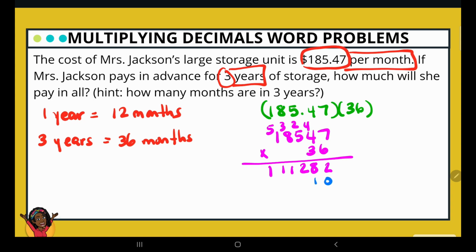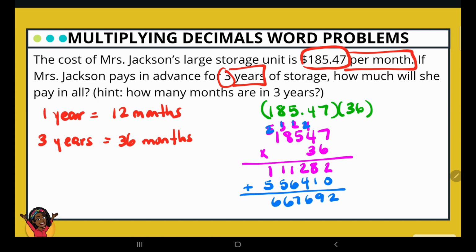3 times 7 is 21. 3 times 4 is 12 plus 2 is 14. 3 times 5 is 15 plus 1 is 16. 3 times 8 is 24 plus 1 is 25. 3 times 1 is 3 plus 2 is 5. Now we'll go ahead and add. 2 plus 0 is 2, 8 plus 1 is 9, 2 plus 4 is 6, 1 plus 6 is 7, 1 plus 5 is 6, and 1 plus 5 is 6.